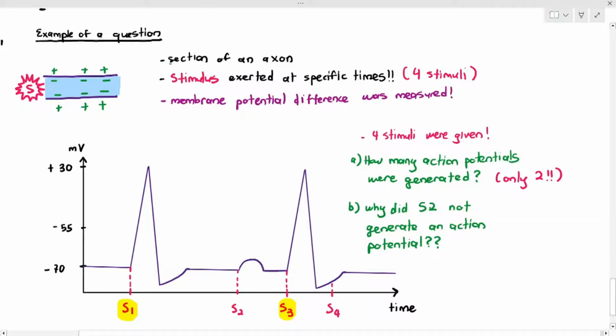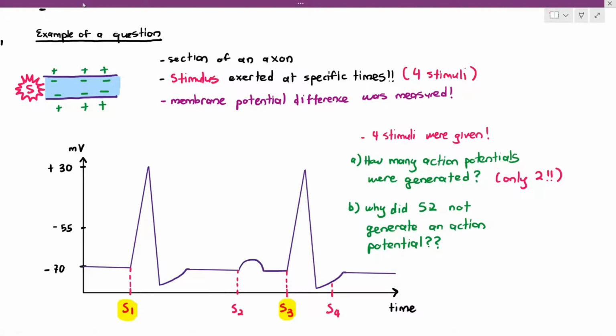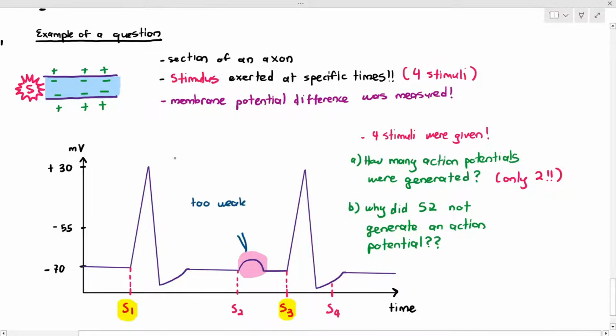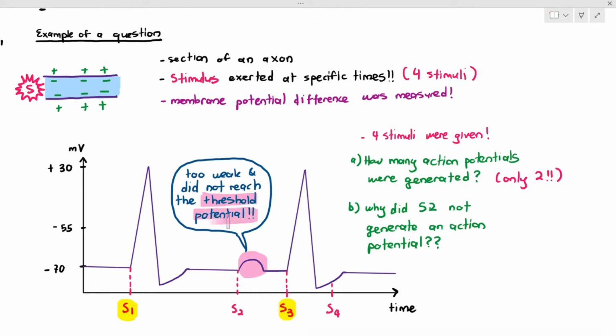Well, the answer is because perhaps, so in the question, if they ask you, why did S2 not generate an action potential? You can say, the stimulus was too weak. That's 1 mark. It was not able to reach the threshold potential. And the threshold potential is about negative 55 millivolts. And if you do not know what the threshold potential is all about, top right corner, there is a link for that too, okay? So go and see that. So remember I told you that the threshold potential must be achieved before it's able to generate the action potential or the nerve impulse. All right.